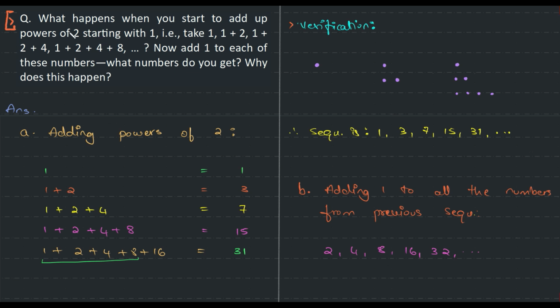So have we answered all the questions? What happens when we start to add up powers of 2 starting from 1? Okay, all that we did. Now add 1 to each of these numbers. What number do we get? So we got that. Why does this happen is the question which we need to answer. Why does this happen? Can you think?